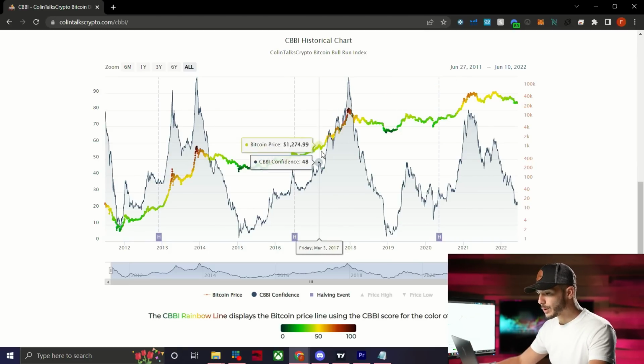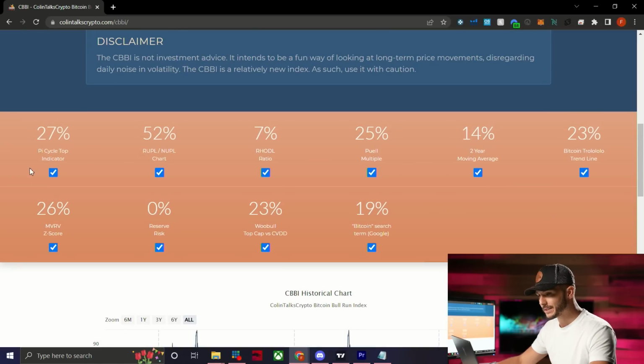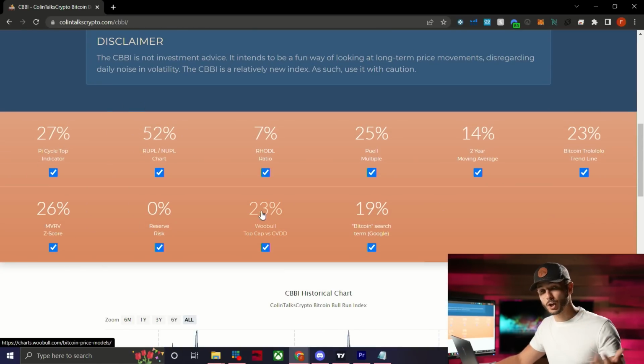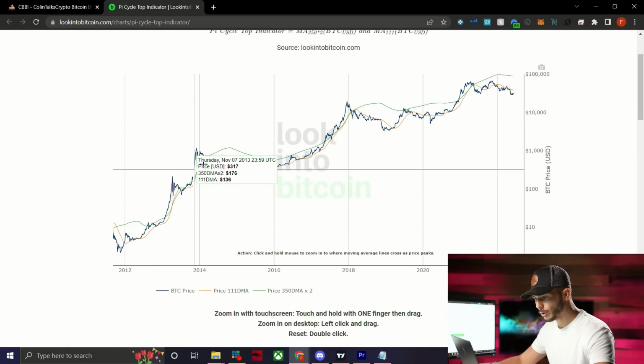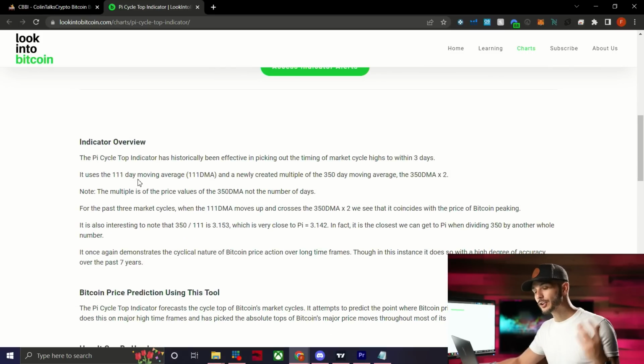Now, just to go a little further into this, let's come up to these metrics and take a look at some of the metrics that go into making this chart. So let's go ahead and take a look at the pi cycle top indicator. So we have a nice chart here, but if you scroll down a little bit more, it actually gives you a definition of what goes into the pi cycle top indicator. So if you read it here, it says the pi cycle top indicator has historically been effective in picking out the timing of market cycle highs within 3 days. It uses the 111-day moving average and a newly created multiple of the 350-day moving average, right? So it's a multiple of 2 of the 350-day moving average.